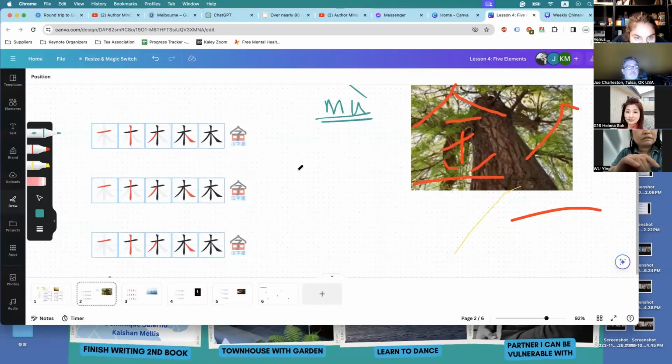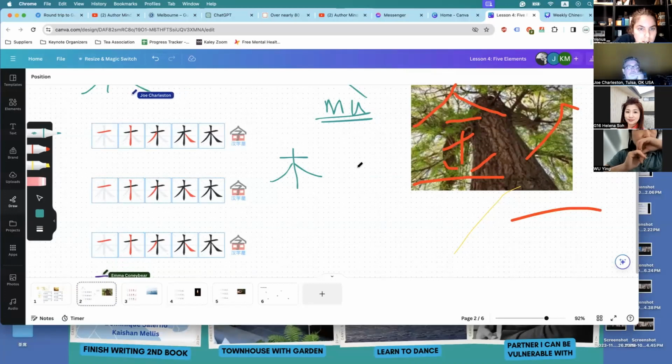So for wood, it's quite easy. We give it a flat branch, and then we give it the trunk to go all the way to the ground, and then there's two roots going on both sides, and that's wood. It's very similar to the Korean word for tree in a way.